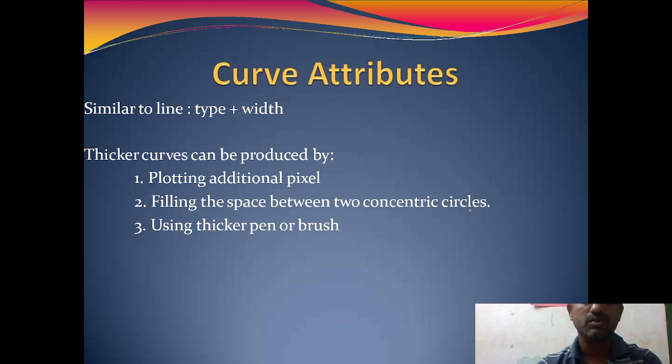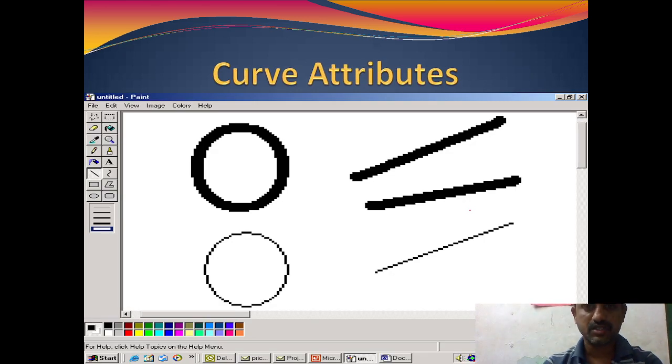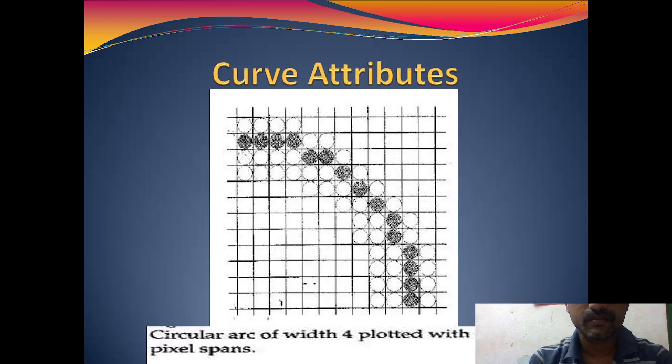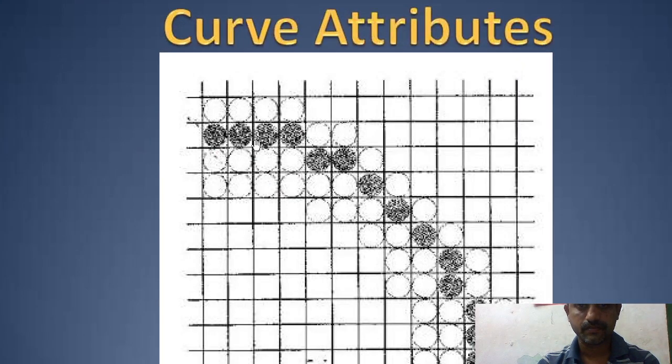Curve attributes are similar to line attributes, that is, type plus width. Thicker curves can be produced by plotting additional pixels, filling the space between two concentric circles using thicker pens or brushes. See, these are the options: thicker, thinner, like that. These are thicker pens, these are thinner pens. Using all that we can draw different circles, lines, curves, whatever they may be. So these are curve attributes. Likewise, we can draw the curve attributes.